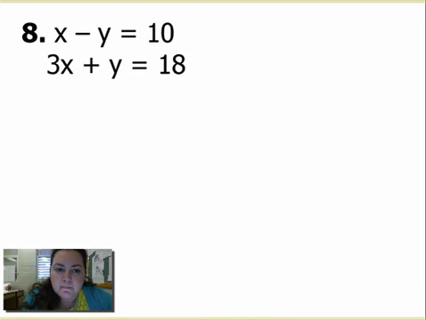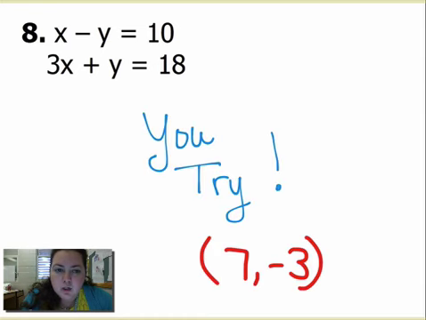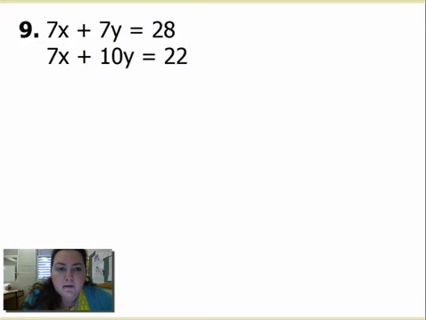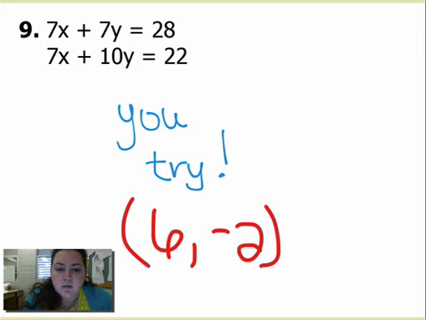Number 8, they seem to be in the right order. So I want you to go ahead and try that one. Add or subtract one of them. Your answer should be 7, negative 3. On number 9, this is all lined up. Everything's in the same order. So you go ahead and try that one, and your answer should be 6, negative 2.